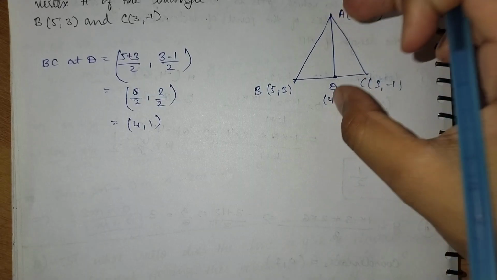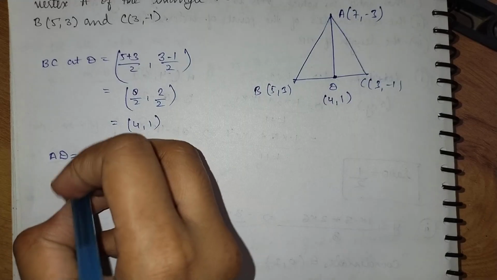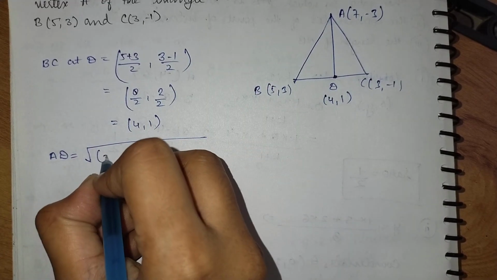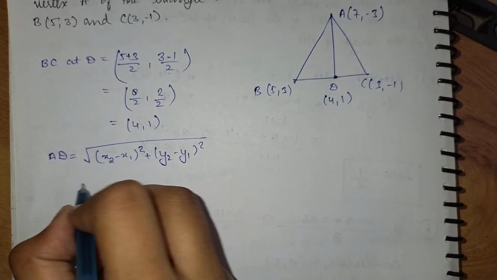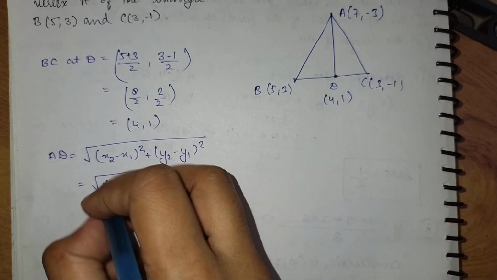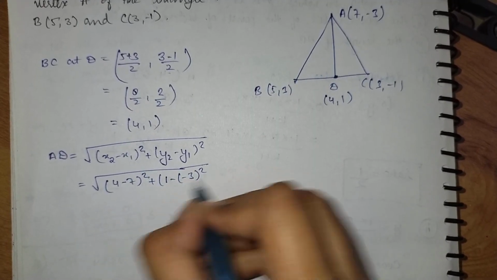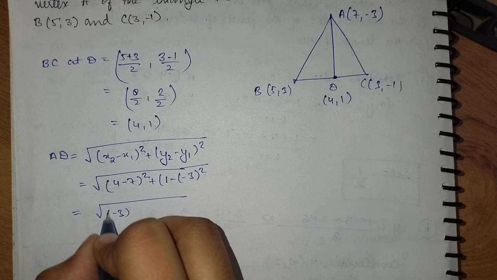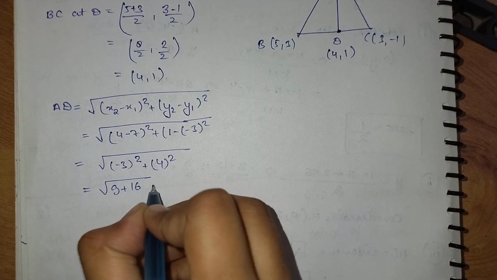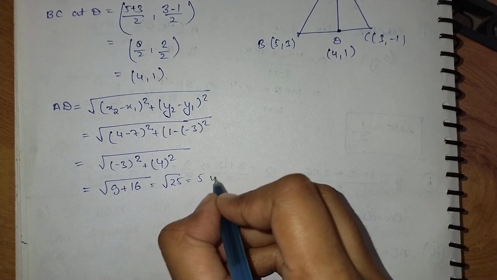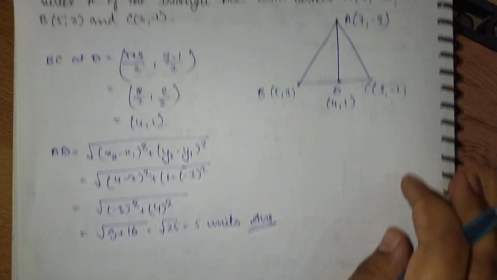Now we have to calculate the length of the median, meaning this median length AD. So AD we can simply write with the distance formula, square root of (x2 minus x1) whole square plus (y2 minus y1) whole square. Putting values, it will become 4 minus 7 whole square plus 1 minus 3 whole square, equal to minus 3 whole square plus minus 2 whole square... equal to 9 plus 16, root 25, equal to 5 units. Meaning the distance AD is 5 units, and this is the answer of question number 18.